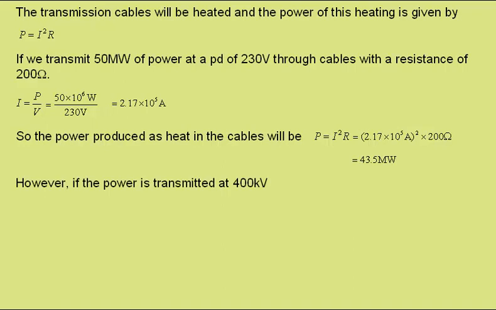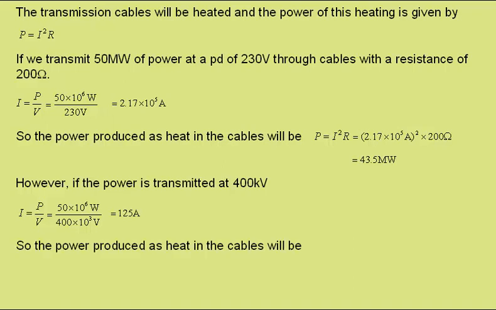However, if we could transmit the power at 400 kilovolts, then again the current is given by power over potential difference, but now that comes out at just 125 amps. So the power produced as heat in the cables now is given by current squared times resistance, but this now comes out at just 3.13 megawatts, now just around 6% of the power we're transmitting.